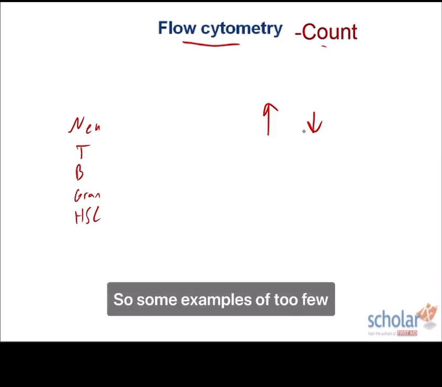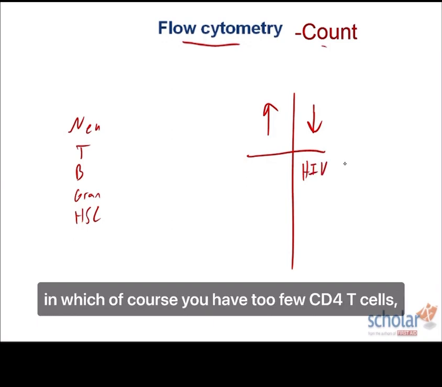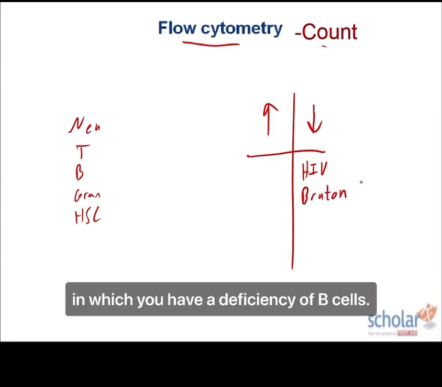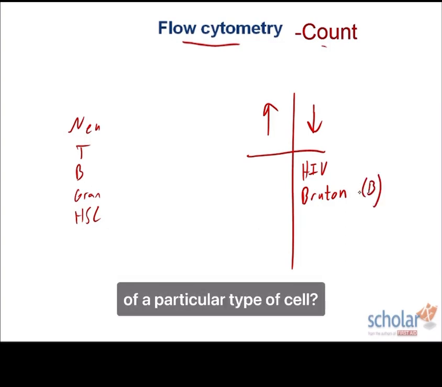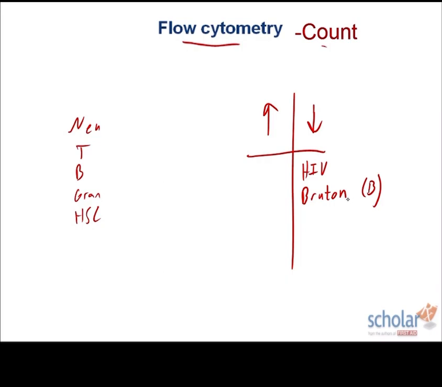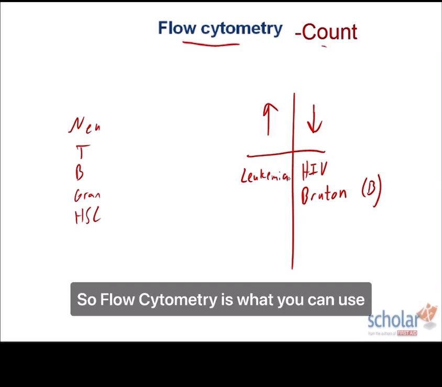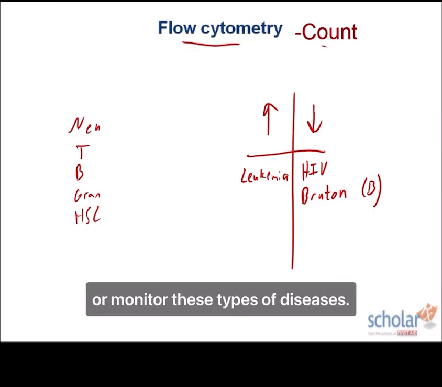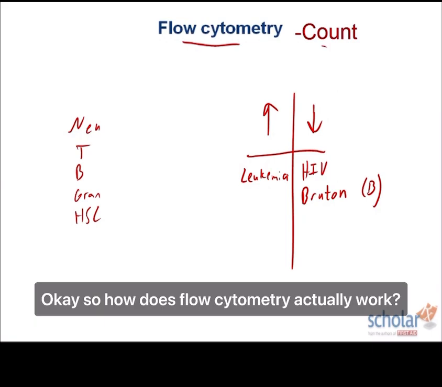So some examples of too few of a certain type of white blood cell would be HIV, in which of course you have too few CD4 T cells, or an immunodeficiency like Bruton's agammaglobulinemia, also called X-linked agammaglobulinemia, in which you have a deficiency of B cells. So when would you have too many of a particular type of cell? This would be something like a leukemia or a lymphoma. So flow cytometry is what you can use to count specific types of cells to either diagnose or monitor these types of diseases. Okay, so how does flow cytometry actually work?